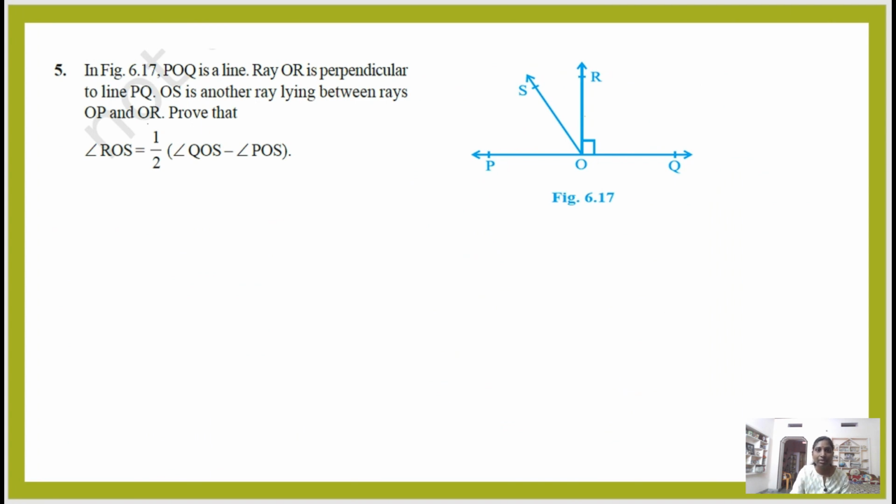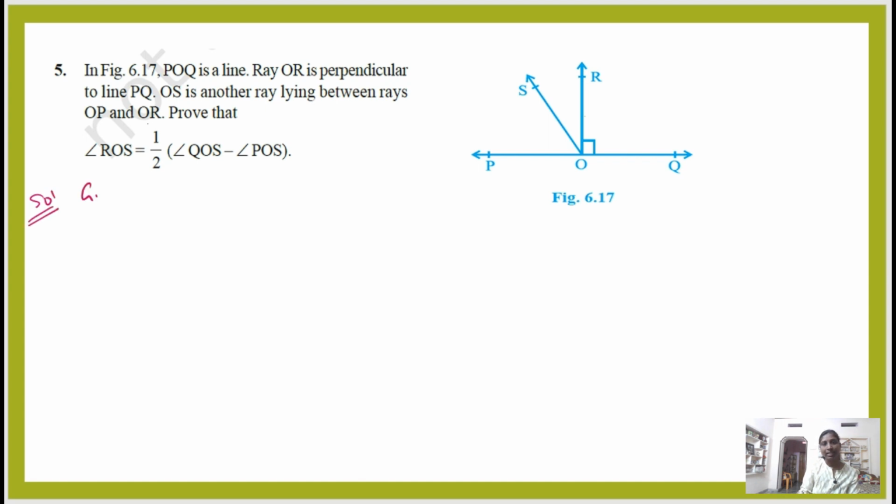In figure 6.17, POQ is a line. Ray OR is perpendicular to line PQ. OS is another ray lying between rays OP and OR. Prove that angle ROS is equal to 1 by 2 of angle QOS minus angle POS. Okay, let us start the solution.